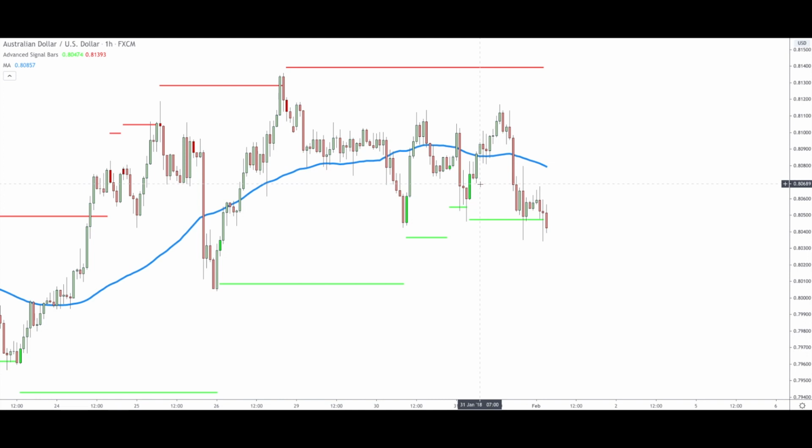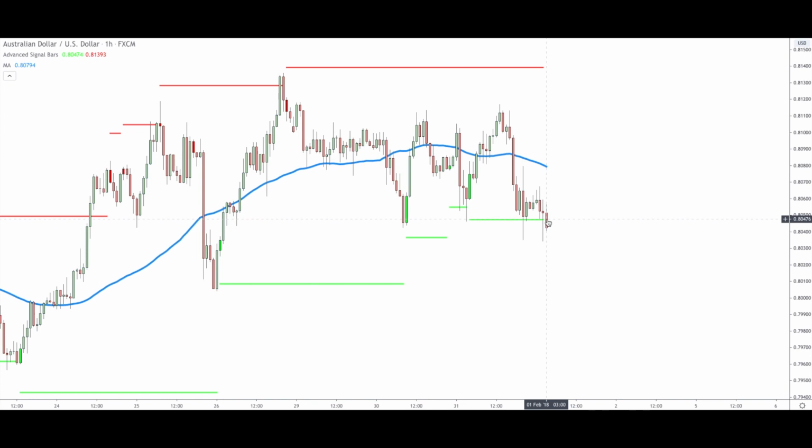However, today I want to show you a different setup with the advanced signal bars, which is to trade it a little bit differently, because we are exploiting these horizontal lines that the signal makes. So what we want as a condition is if the price is below the moving average, and in this case it is below the moving average, then when a candle breaks to the downside a horizontal line, in this case a green horizontal line, then we can sell. So right now we can sell, and I'm about to sell.